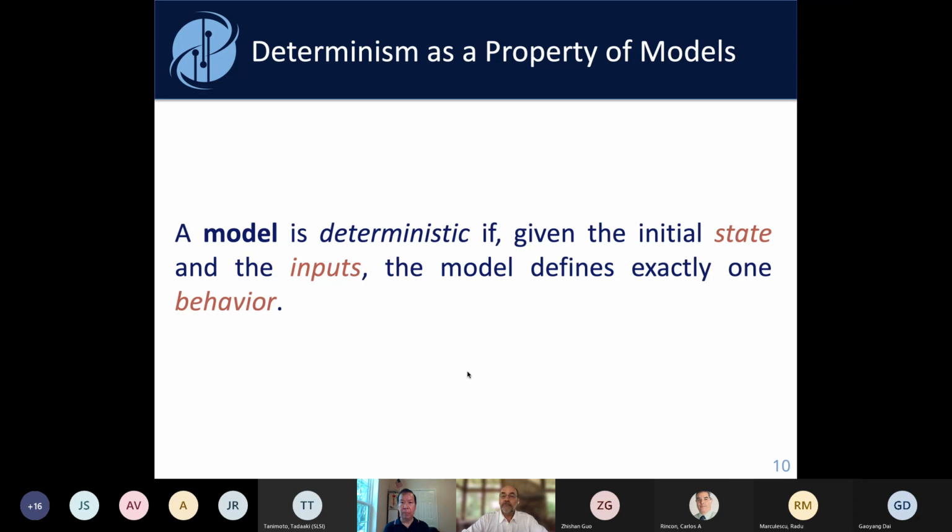So a model is deterministic if given some initial state and some set of inputs, the model defines exactly one behavior. Now, I've highlighted in italics and in red 3 words here, all of which you have to define before this definition of determinism is complete. You have to define what you mean by the state of the system, the state of the model. You have to define what you mean by the inputs, and you have to define what you mean by behavior. But once you've defined these things and created a formalism around that, which is something that we do all the time when we construct models, then the distinction between deterministic and non-deterministic models becomes really quite straightforward.